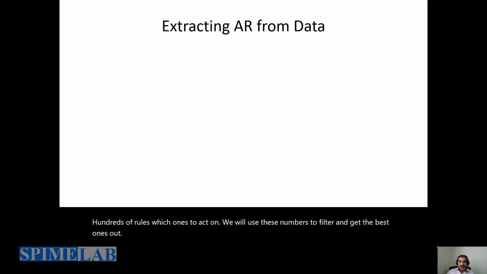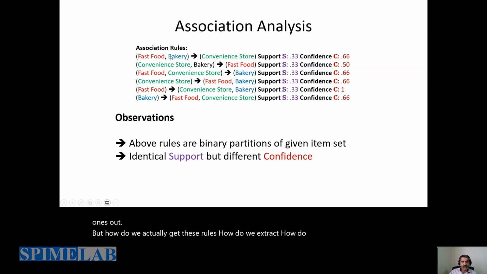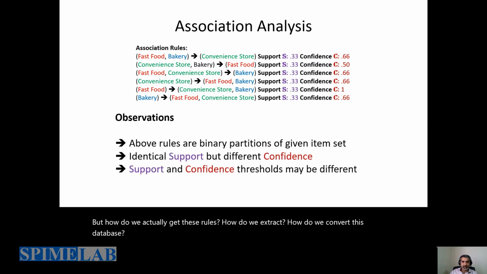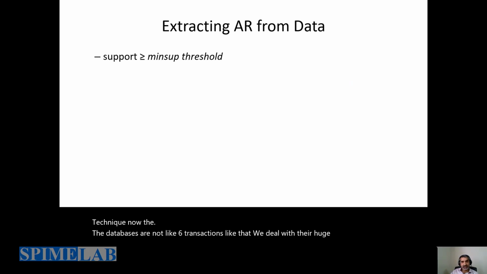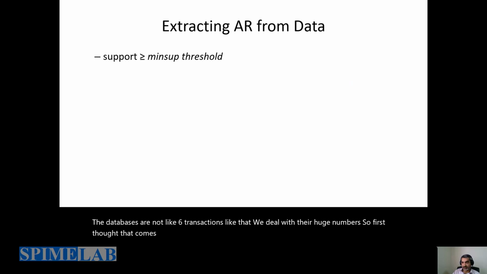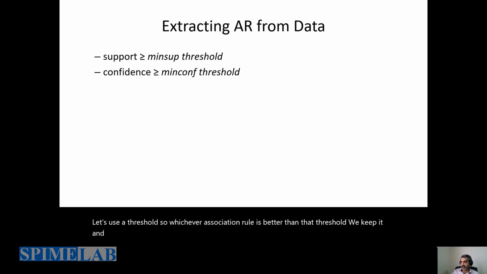But how do we actually get these rules? How do we extract? How do we convert this database into these rules? We need some technique now. The databases are not like the 6 transactions that we deal with. They are huge. So the first thought that comes to our mind is, let's use a threshold. Whichever association rule is better than that threshold, we keep it. And let's use a confidence threshold. That is quite obvious.